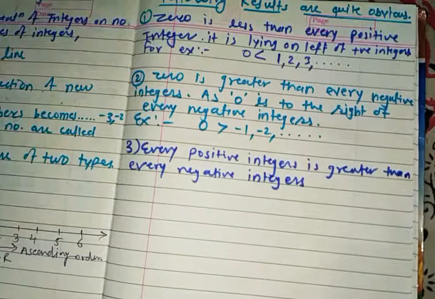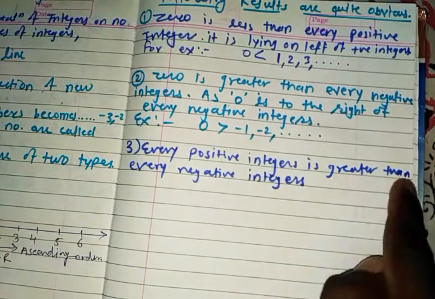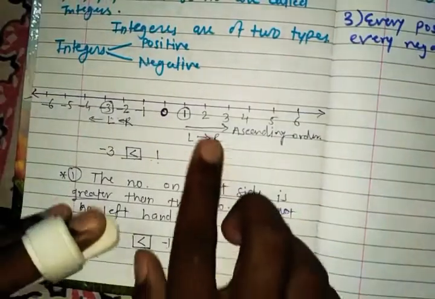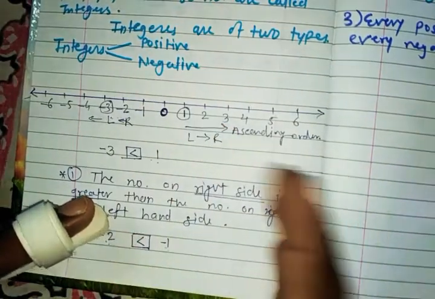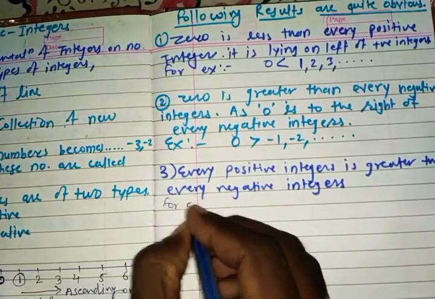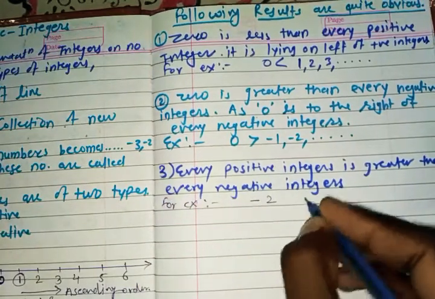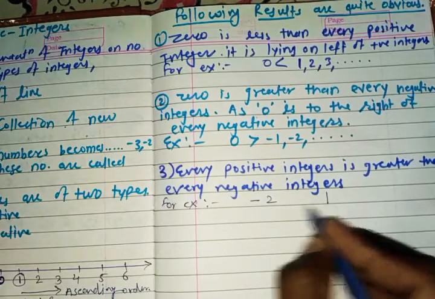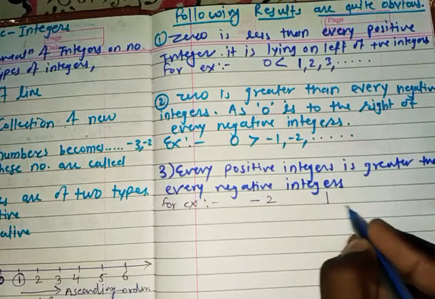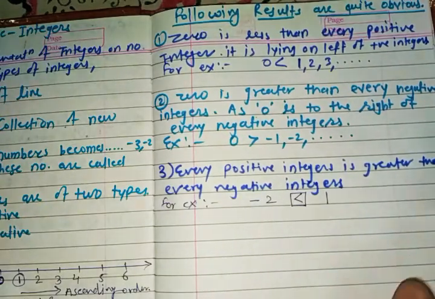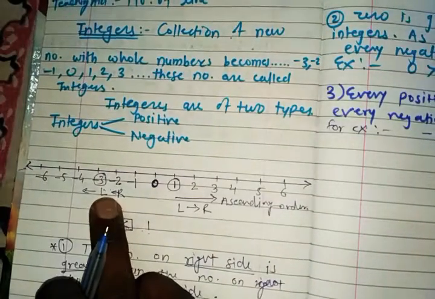Now next, every positive integer is greater than every negative integer. Why? Because every positive integer lies on the right hand side of every negative integer. So we can take an example of that. For example, -2 and 1, which one is greater? So here we can see 1 is a positive integer, so it is greater, right? Because it is lying on the right side of the negative integers.